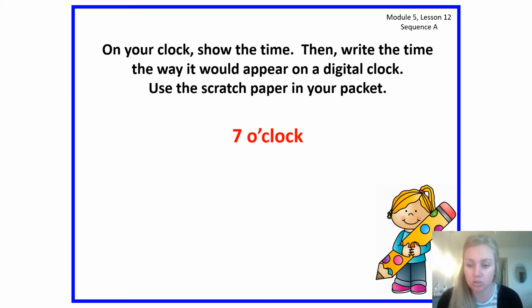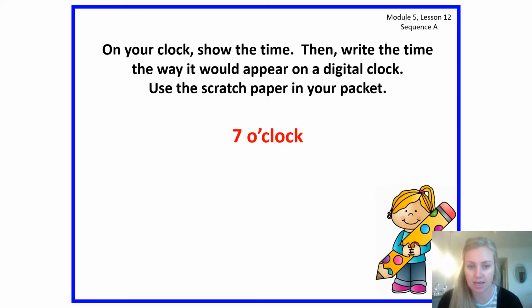On your paper clock, show the time on the screen, then write the time the way it would appear on a digital clock. You can use the scratch paper in your packet to write the digital time. So right now on your paper clock, show me 7 o'clock and write it digitally on your scratch paper.